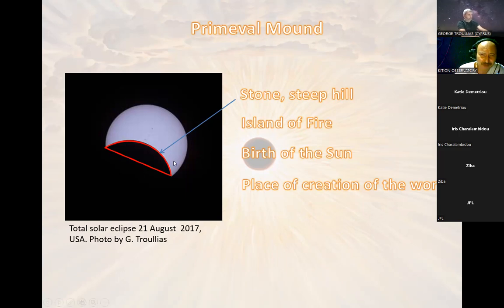This very picture, by the way, was taken by George Trulias when he observed the total solar eclipse in 2017 in the United States. So it's the partial phase of the total eclipse. Well, so let's go further.